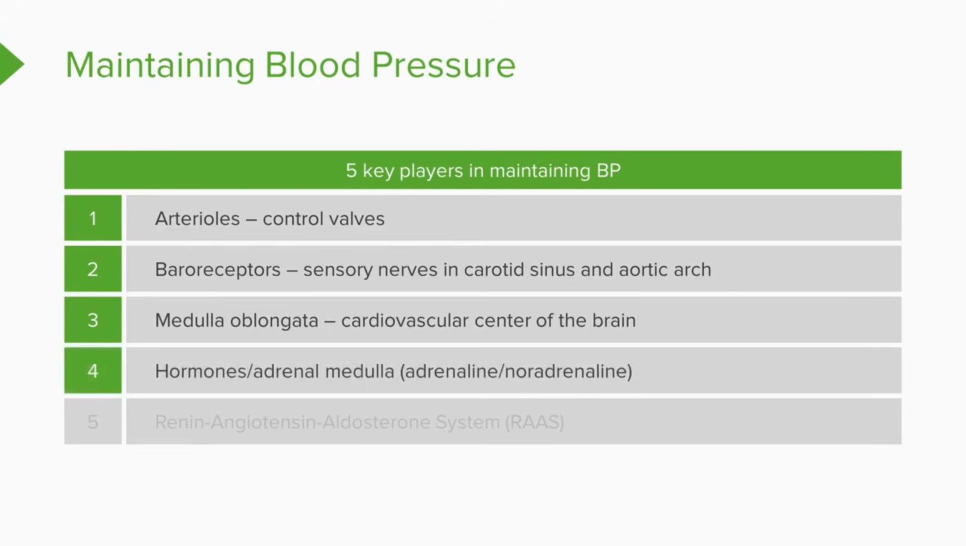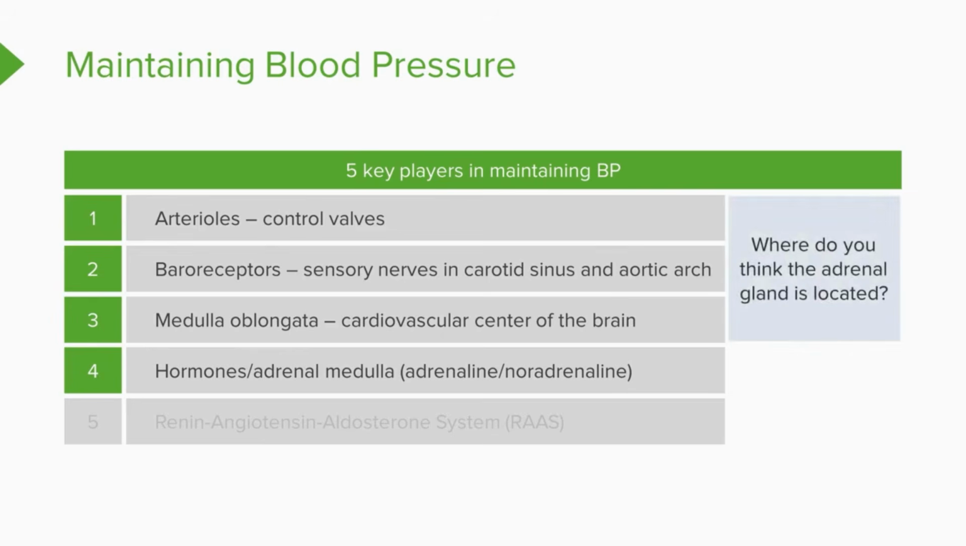Let's look at numbers 4 and 5. Now you have hormones, as I say. Hormones that come from the adrenal medulla. Now, the adrenal medulla is in the adrenal gland. So where do you think that is located? Well, the adrenal glands sit on top of your kidneys.